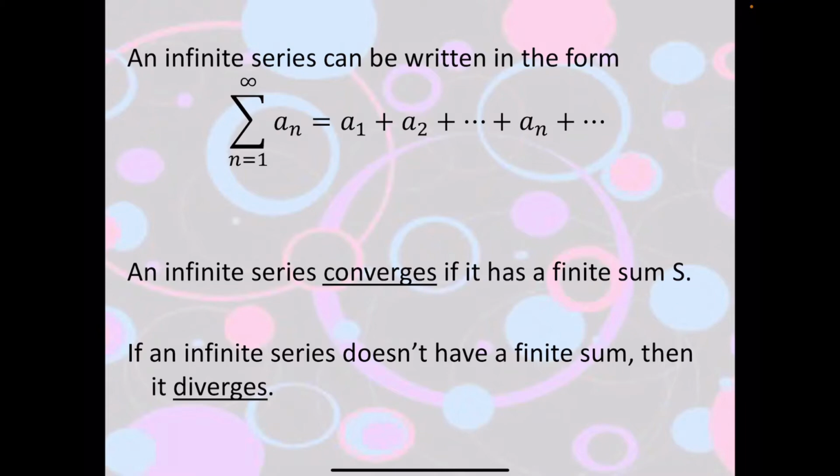An infinite series converges if it has a finite sum S. So even though it's an infinite series, we can actually have a finite sum. If an infinite series doesn't have a finite sum, then it diverges.